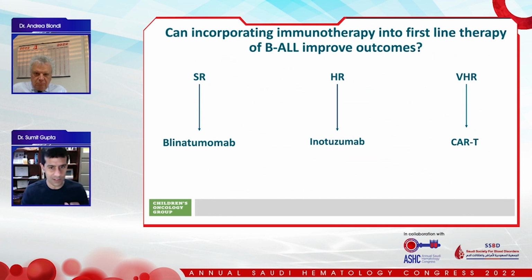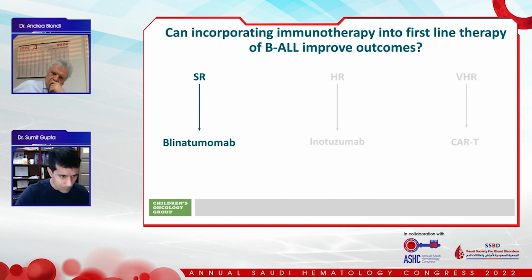And so what we've done is take each of the immunotherapies that we think are most exciting, and by their side effect profile, slot them into different groups of ALL patients. Blinatumomab for standard risk, inotuzumab for high risk, and CAR T cells for very high risk. And we'll briefly touch on these and what I mean by that. So starting with standard risk and blinatumomab.